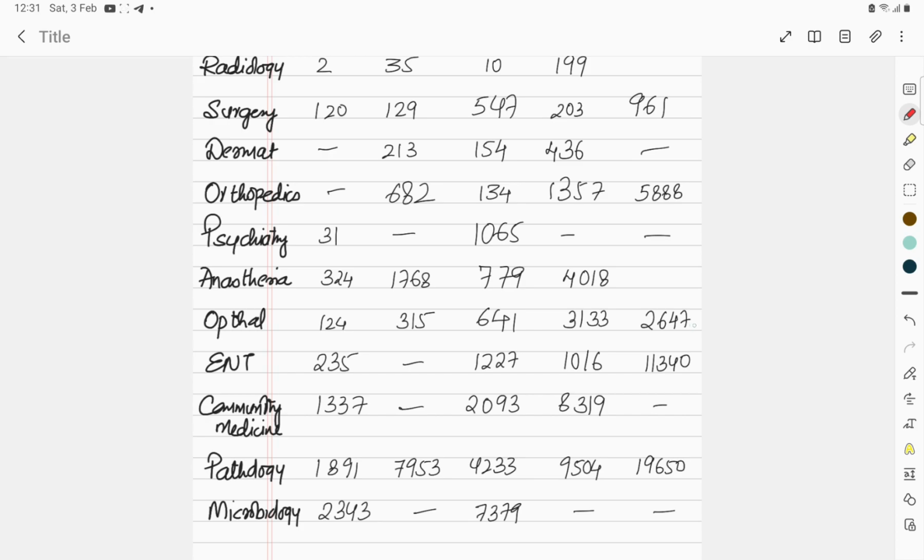For ST, it was 2647. For ENT, it was 235 for UR. OBC it is 1227. For SC it was 1016. For ST it was 11340. For community medicine, for UR candidate it was 1337. For OBC it is 2093. For SC it is 8319.